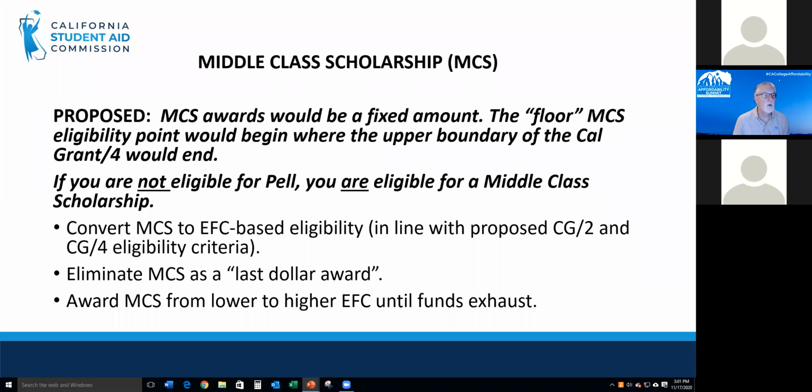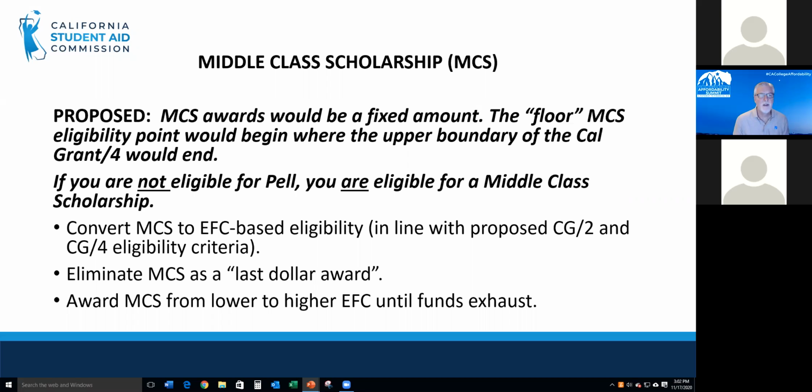Finally, we're looking at all the sources here of financial aid, and middle class scholarship is certainly a pot. It's also a little over 125 million. What we would propose for MCS is that these would become fixed amount awards. Right now they're variable based on a lot of factors. It would be much easier to administer MCS if they were fixed amount.